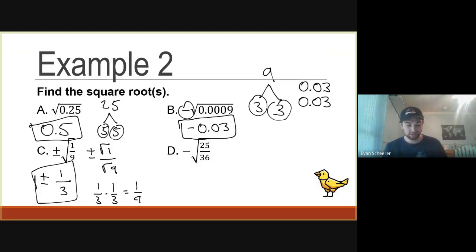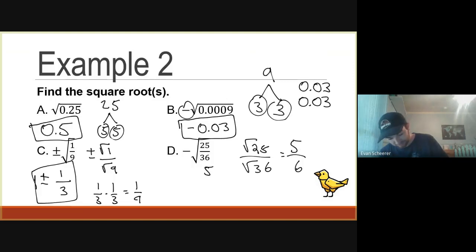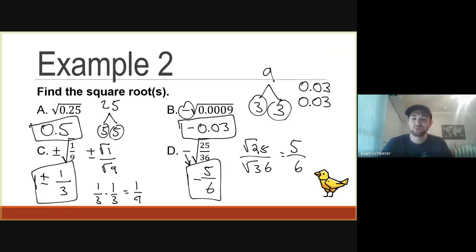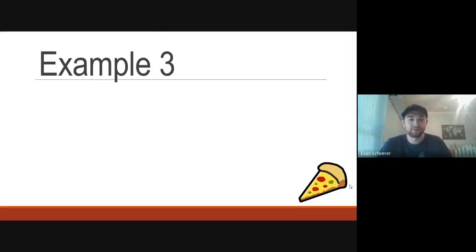All right, last one, negative rad 25 over 36. So we're going to do rad 25 over rad 36. Well, square root of 25 is 5 times 5, so we get 5. And 36, 6 times 6 is 36, so you get 5 over 6. And you just move that negative down, so it's negative 5 over 6. Hopefully this is kind of making sense. I know square roots are a little bit new, but they're really easy once you get used to it, right? You just find the number, your perfect number that you multiply by itself to get your answer.